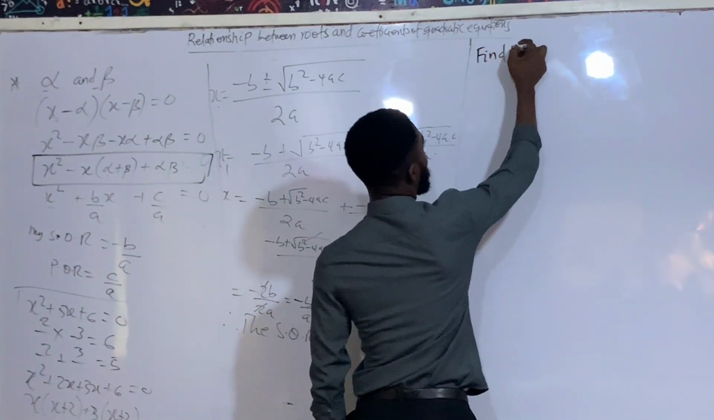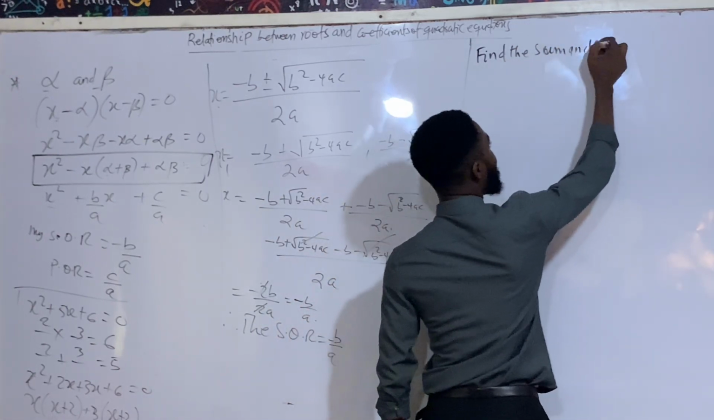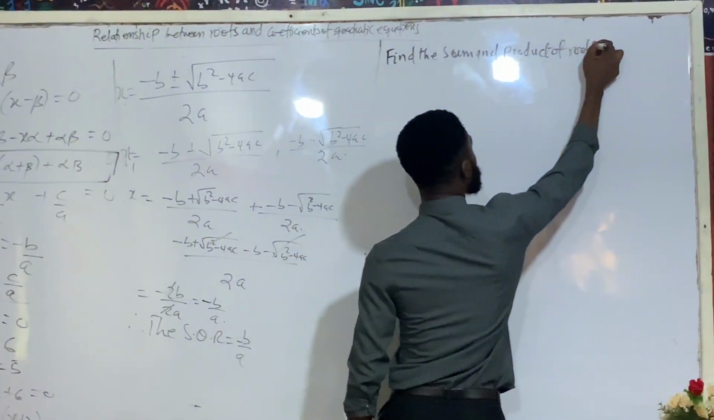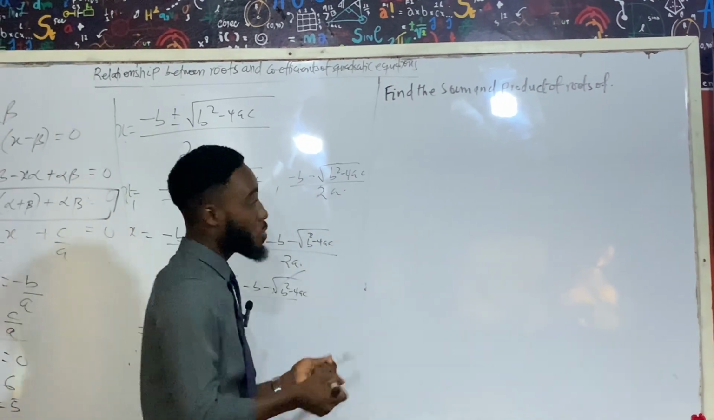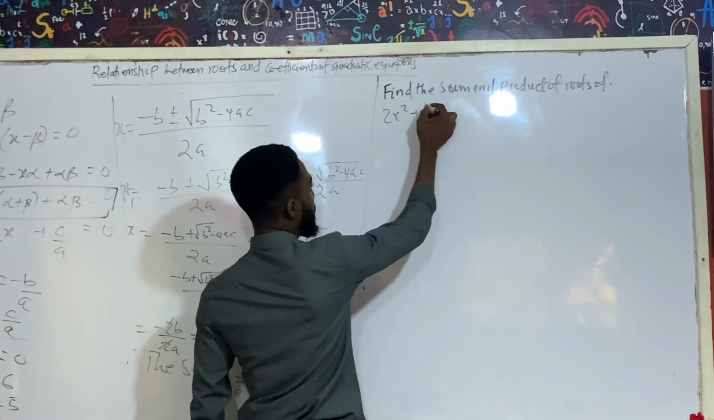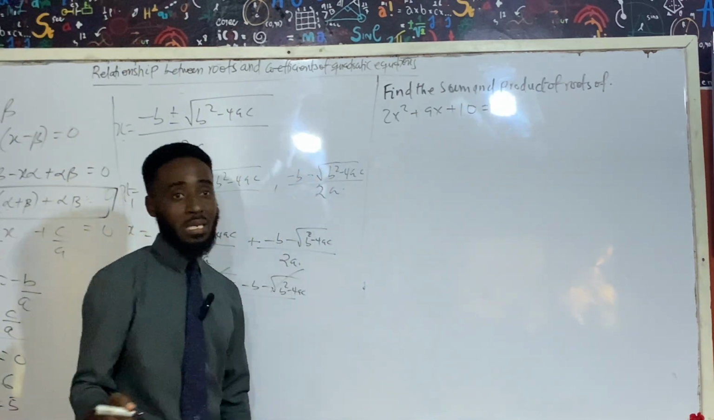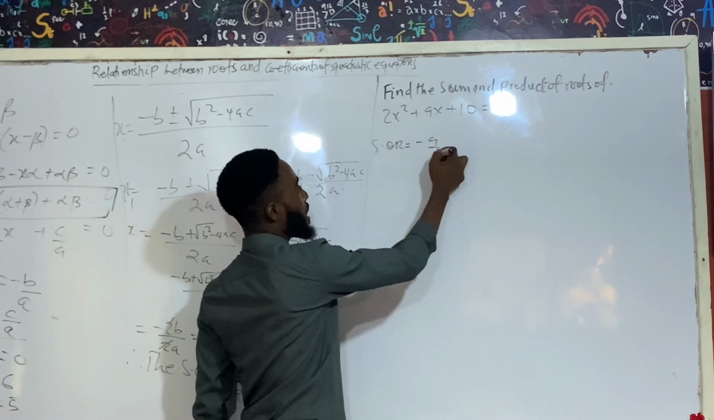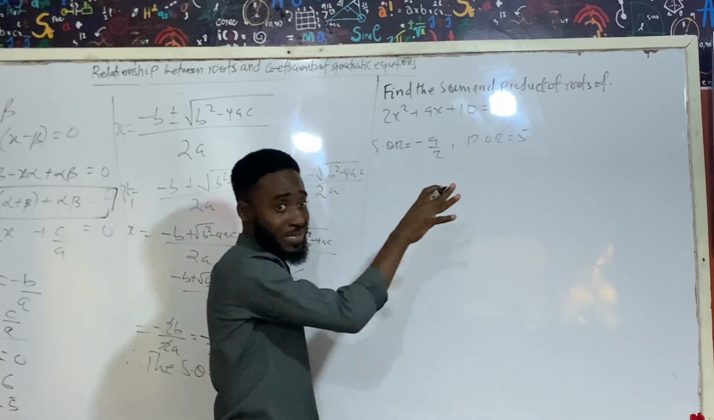What's your answer? Find the sum and product of roots of 2x squared plus 9x plus 10 equals 0. What do you say your answers are for the sum of roots? Minus 9 over 2, product of roots 5. Is that okay? See, this is simpler.